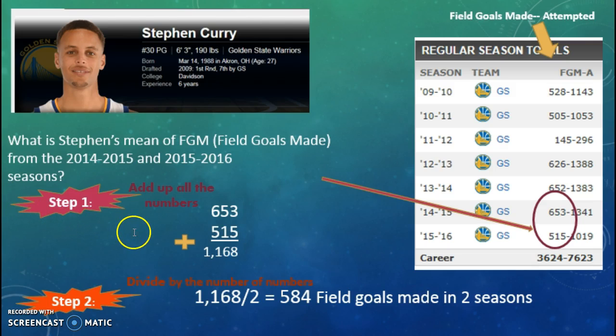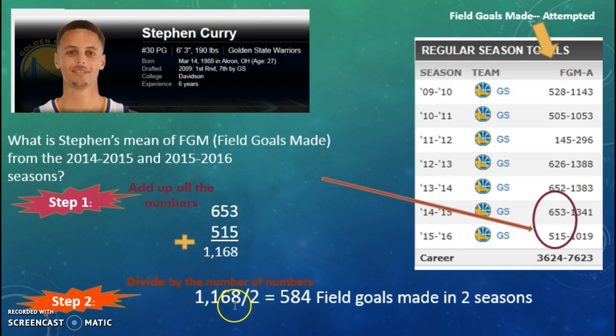Step 1, let's add the numbers. I'm just looking at the two recent seasons, 2014 and 2015. He made 653 field goals. Put that right here. And this past season, 2015-2016, he made 515 field goals. I'm going to add up those numbers and get 1,168. Now, one more step. Step 2, divide by the number of numbers.